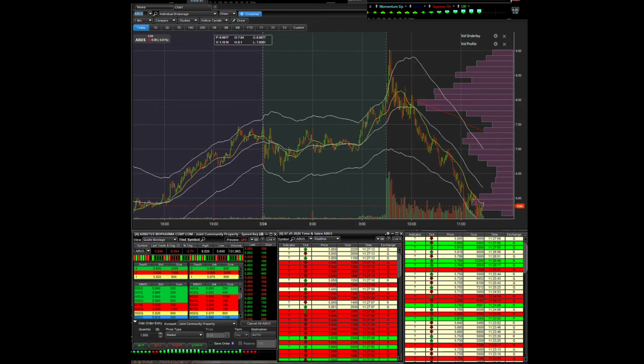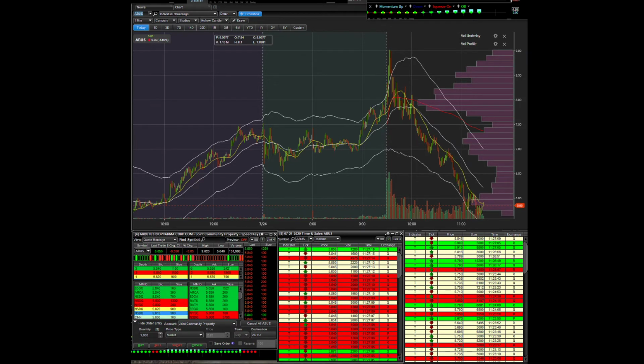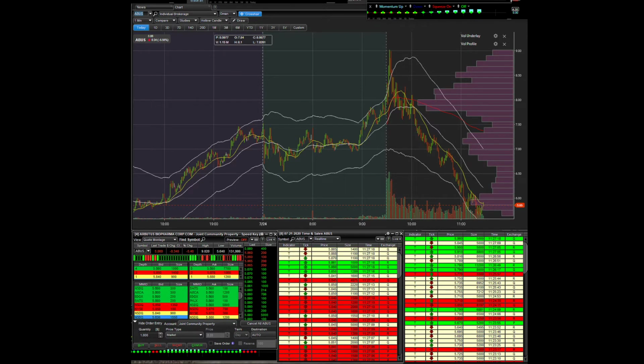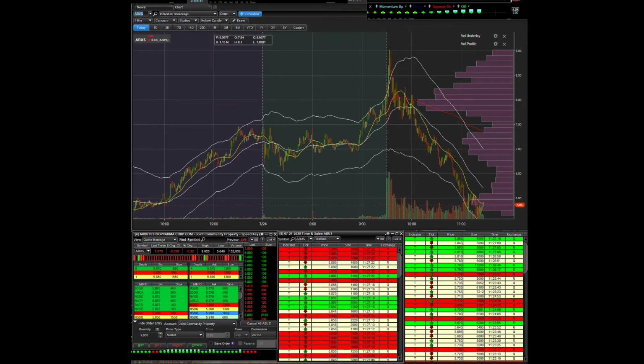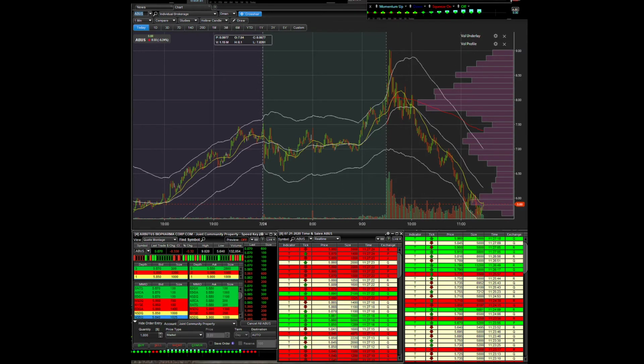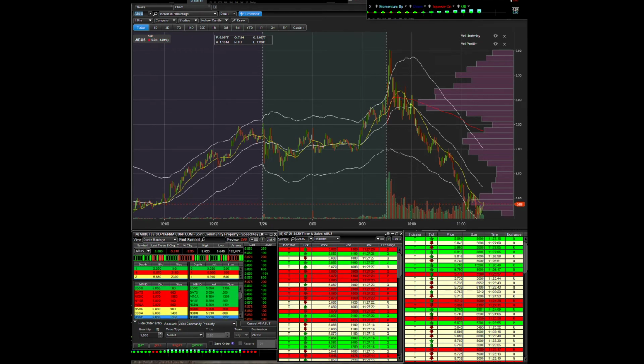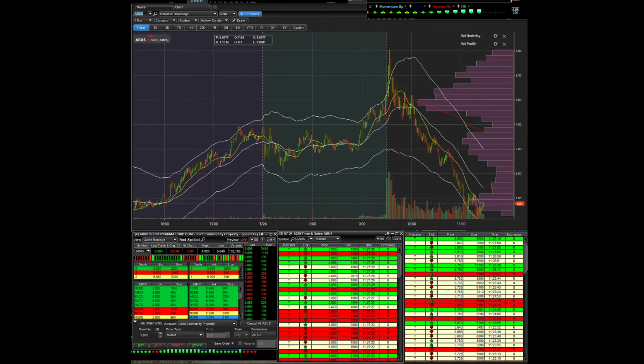Large caps are harder to manipulate, but you can still see the big orders. Honestly, for me, tape reading the larger caps is easier. It's easier to see.